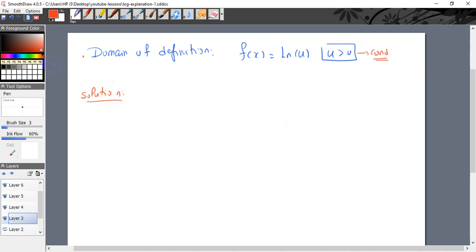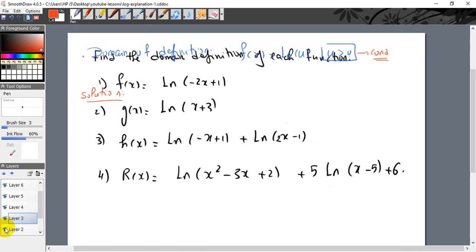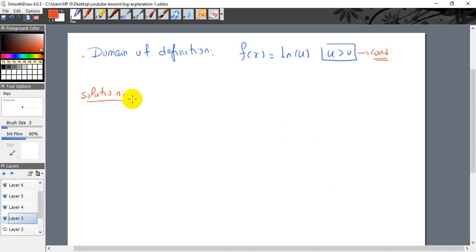of the given exercise. The first example says that we need to find the domain of definition of f of x, which is len of minus 2x plus 1. So part 1, f of x equals len of minus 2x plus 1. In order to find the domain, indicate u, this is u. We have said that u should be greater than 0. It means that minus 2x plus 1 should be greater than 0.